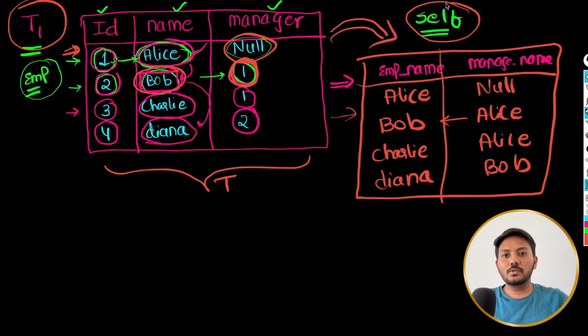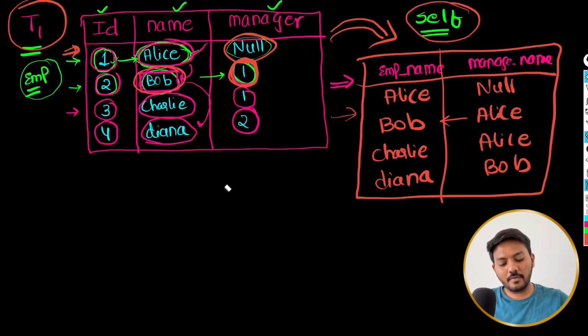In the previous videos we have learned about inner join, right join, left join and a lot of other joins as well. So here now we will understand how you can do a self join to get the output something like this. So this is how I would do it using SQL.